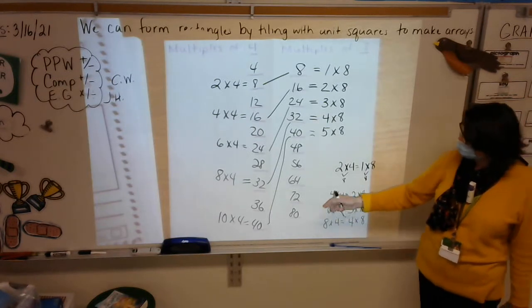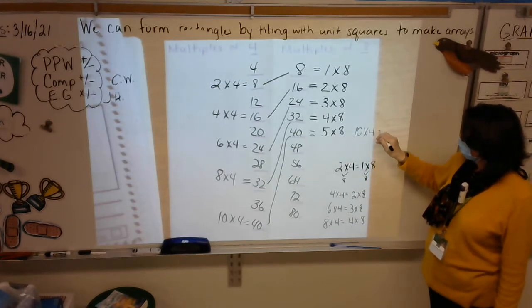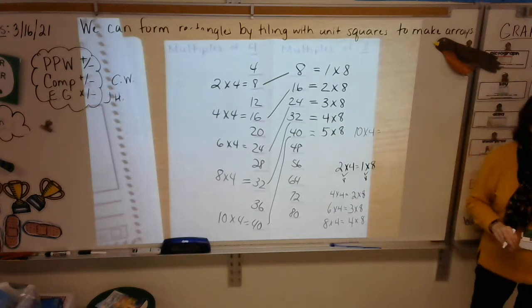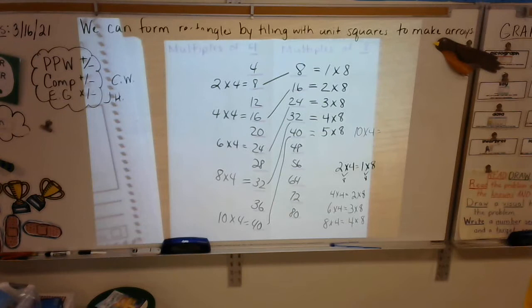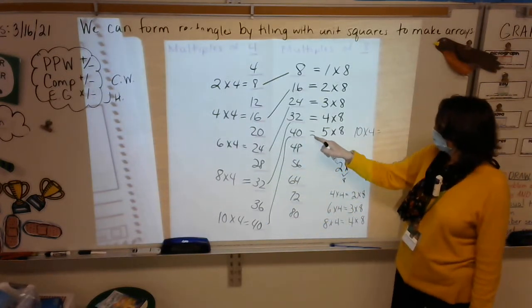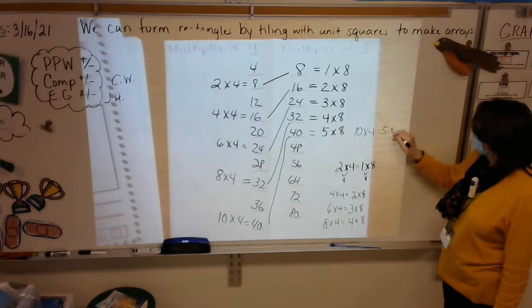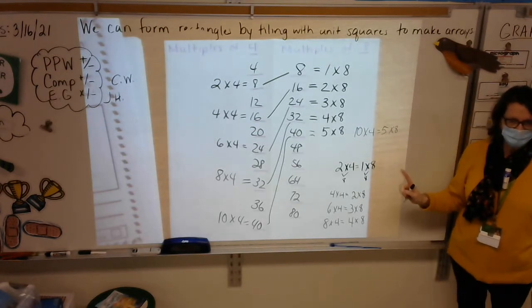Okay, and then the last one, I got to write up here because I ran out of room. We have 10 fours equals how many eighths? It's our last one that matches. 10 fours equals how many eighths? Hey, Caden has it. 10 fours equals how many eighths, bud? 5 eighths, very good.